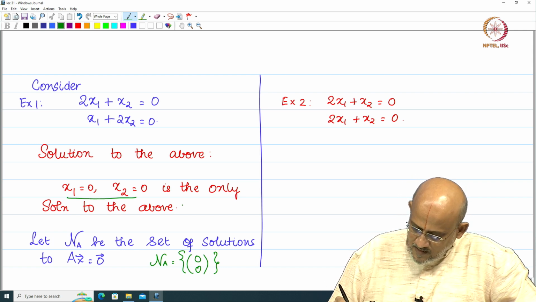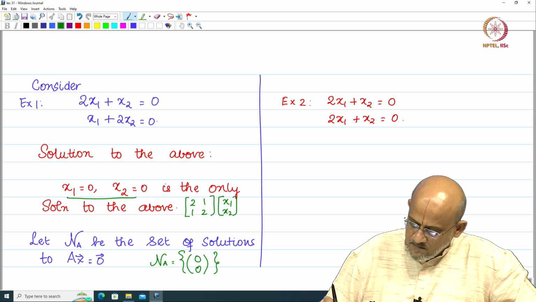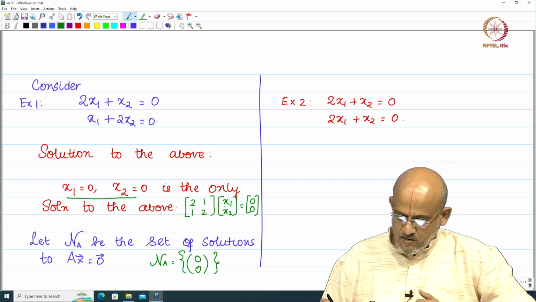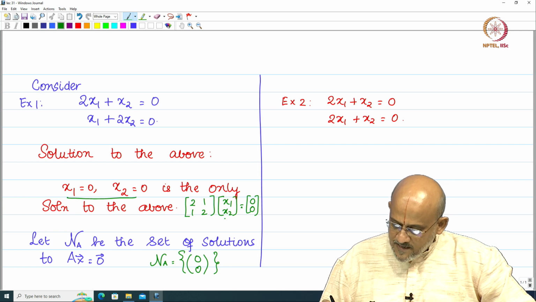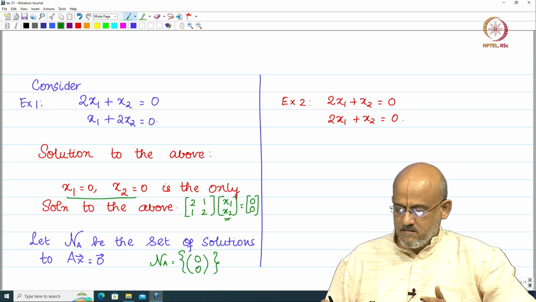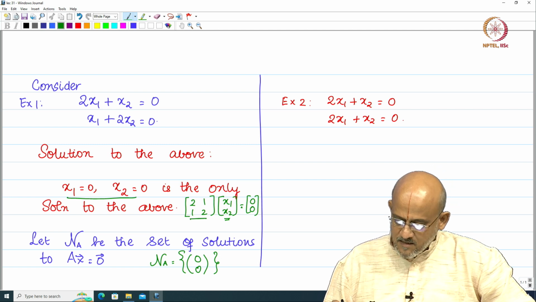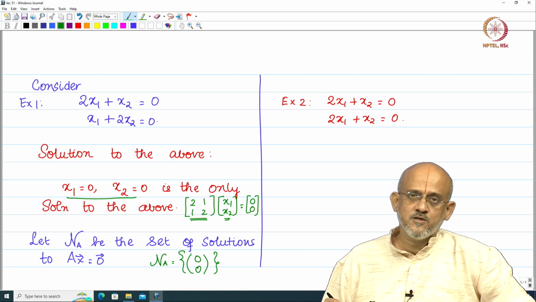If I put it in matrix format, I get the matrix 2 1 1 2 times x1 x2 is equal to 0 0. So the only solution is x1 is equal to 0, x2 is equal to 0. What we see is that the only vector in R2 which gets mapped to the 0 vector by this transformation A is just the 0 vector, and that is the solution to the system of homogeneous equations that we have had.